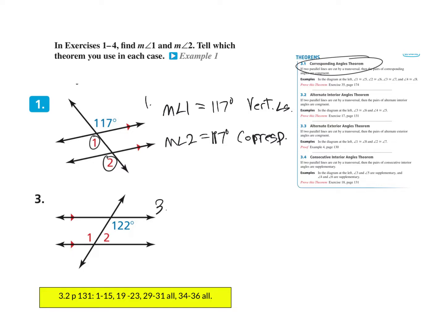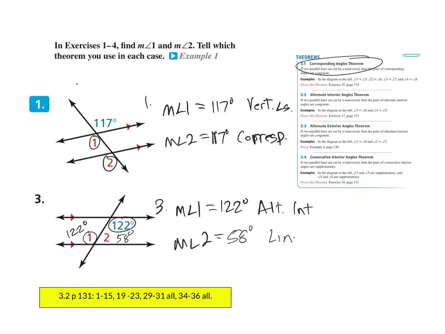Number 3, the measure of angle 1, and we have the measure of angle 2 here. The measure of angle 1 is equal to 122 degrees because of alternate interior angles. They're both on the inside of the two lines, and they're on opposite sides of the transversal, alternating sides. And then angle 1 and angle 2 are a linear pair, so they're supplementary. So they add up to 180 degrees. So if angle 1 is 122, then angle 2 must be 58 degrees by the linear pair postulate.